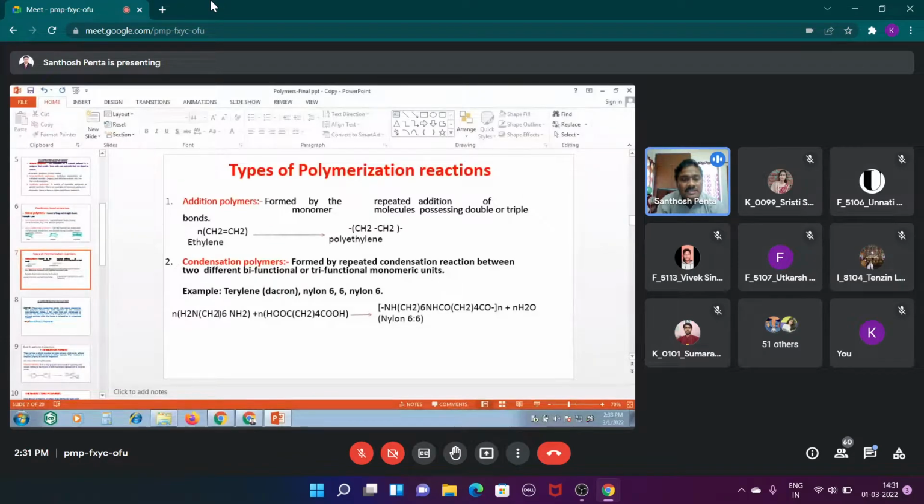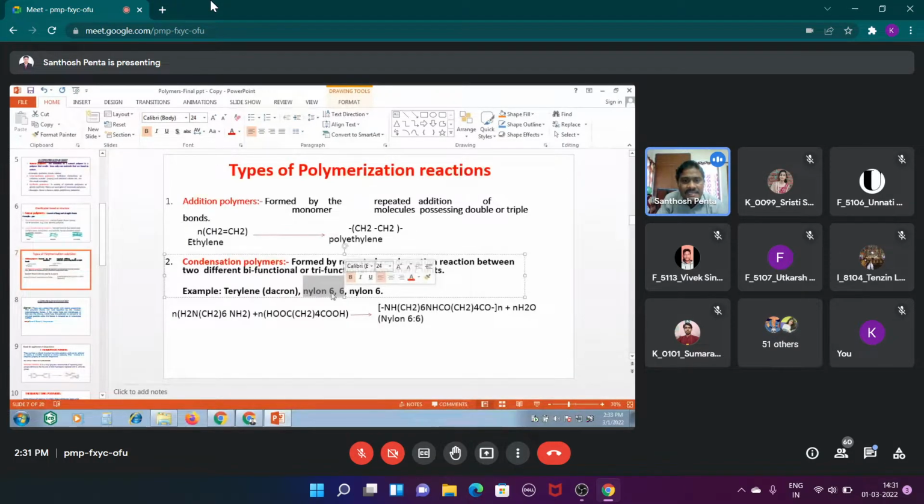So the reaction of hexamethylene diamine with tetramethylene dicarboxylic acid. This is one monomeric unit and this is another monomeric unit. One monomeric unit has the amine functional group, and the other has the carboxylic acid functional group. The reaction of amine with carboxylic acid produces nylon 6,6. See here, this is called nylon 6,6.